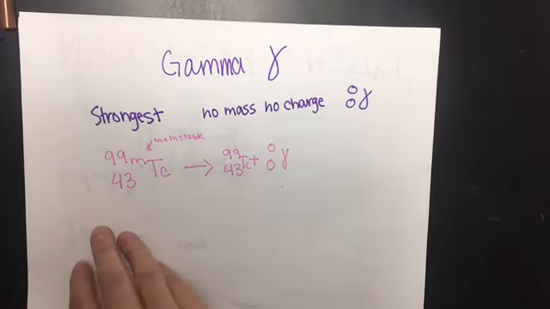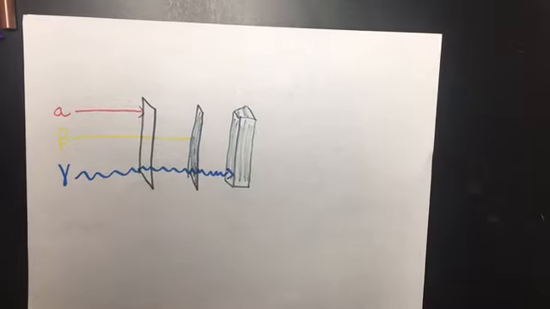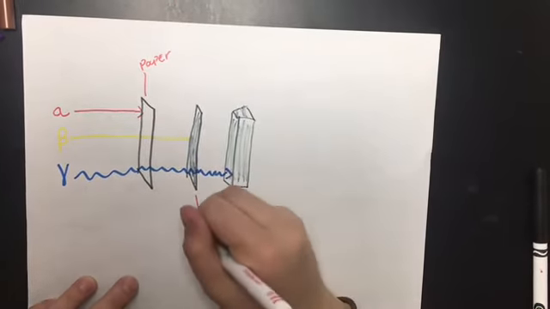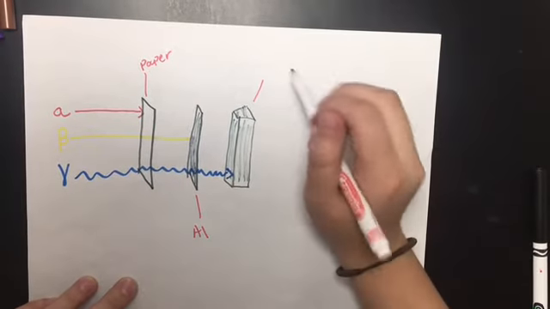Now let's take a look at a visual representation of this. Let's just pretend that this is paper, this is aluminum, and this is lead.